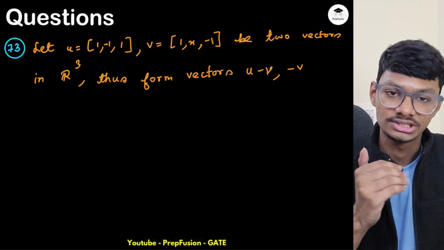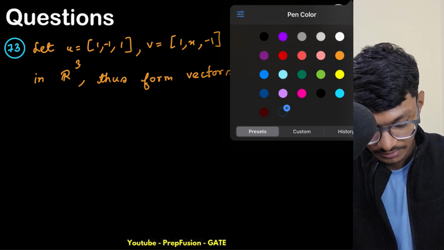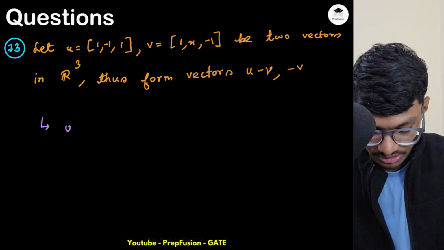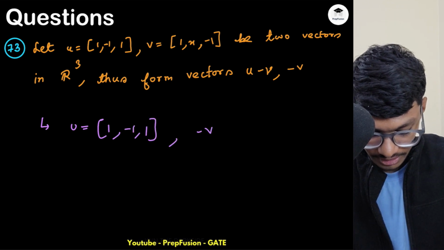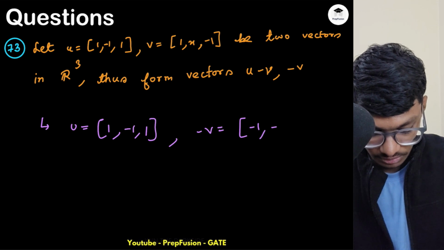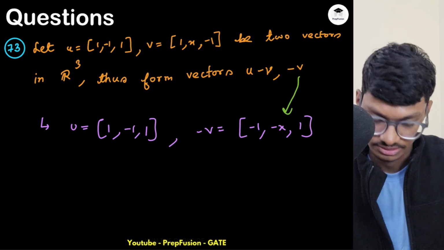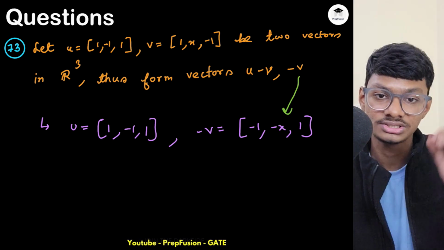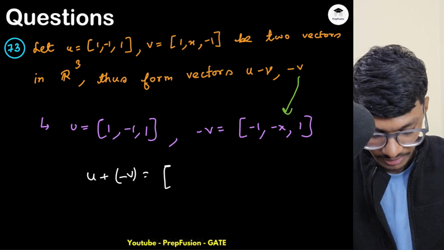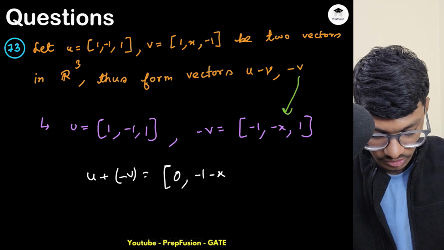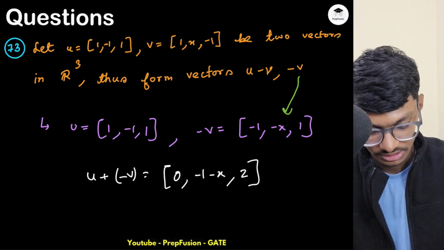Form the vectors u minus v and minus v. So what will be my u minus v and minus v? u minus v will be simply subtracting these two vectors. The u vector is 1, minus 1, 1, and minus v vector is minus 1, minus x and 1. They have also asked us to find minus v, so minus v is this, and u minus v will be simply u plus (minus v). So u plus (minus v) equals 1 minus 1, this will be 0, minus 1 minus x, this will be x, 1 plus 1, this will be 2. So 0, x, 2. This is another answer to this question.